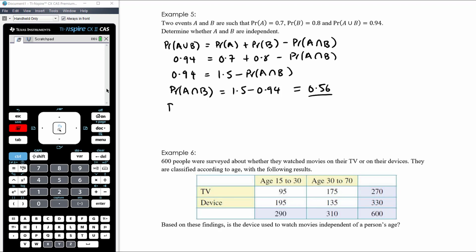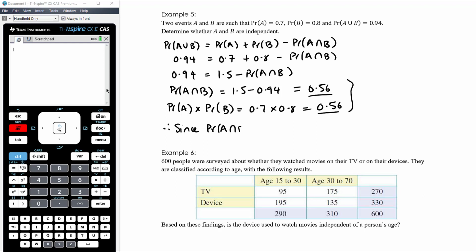Okay, and then we can calculate the probability of A multiplied by the probability of B, which is 0.7 times 0.8, which is also 0.56. So therefore, since the probability of A intersection B is equal to the probability of A times the probability of B, A and B are independent events.